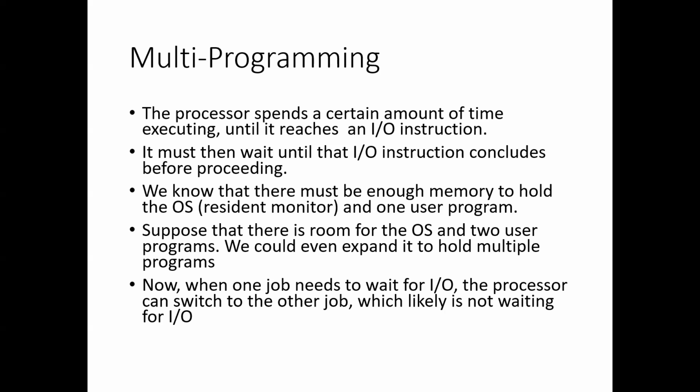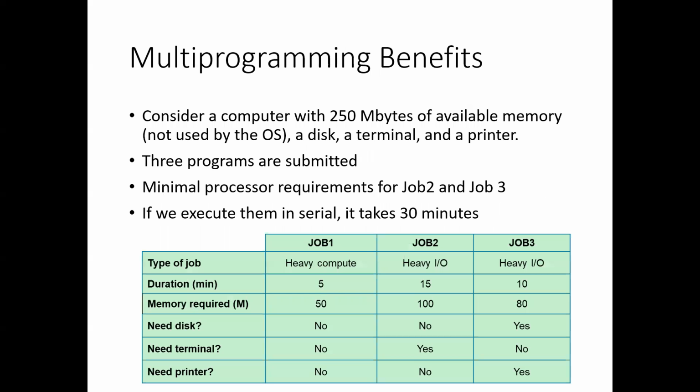Now, when one job needs to wait for IO, the processor can say, okay, you're waiting for IO. That's going to be a while to read out to that file or write to a tape or print something or get input from a user. While you're waiting for that, I'm going to switch over and execute the other program. So multi-programming allows you to, in some ways, interleave these jobs.